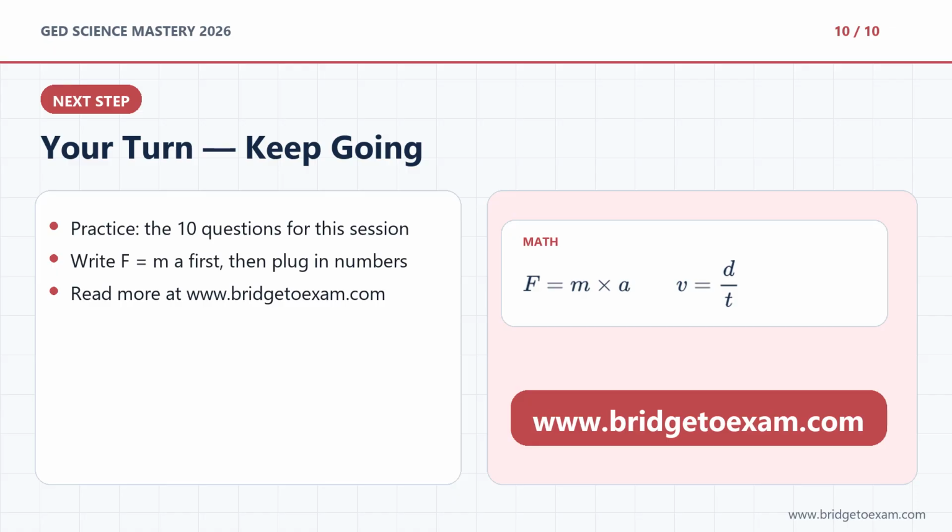Your practice for this session is the 10 questions attached to this lesson. Answer them from memory, and for any force problem, write F equals ma first, then plug in your numbers.